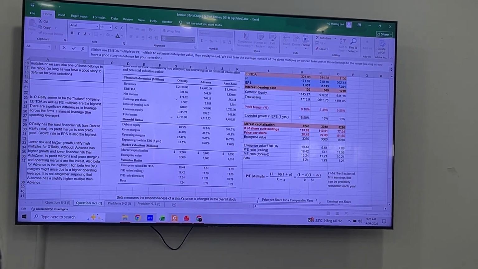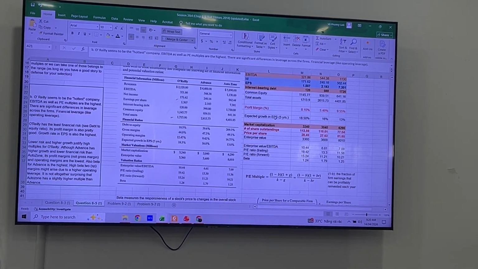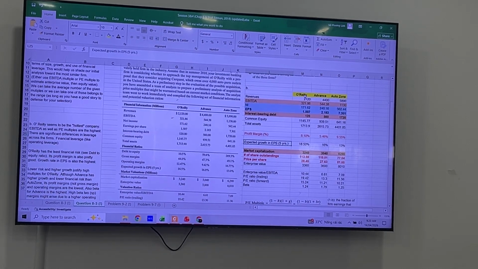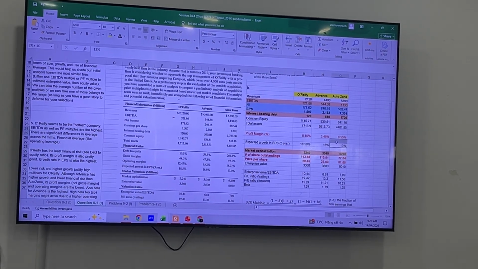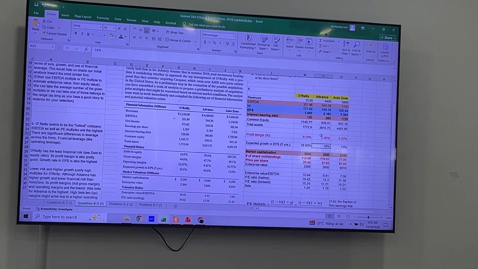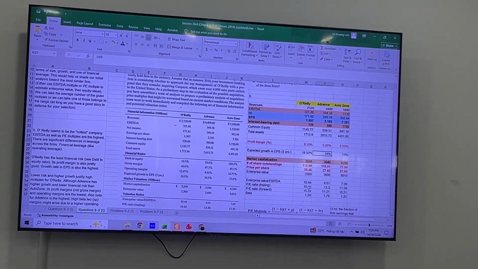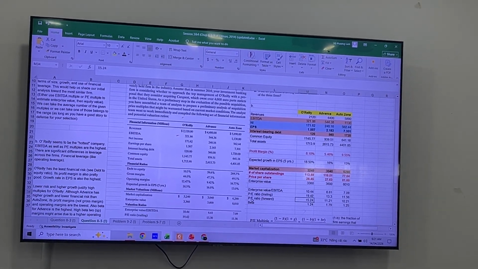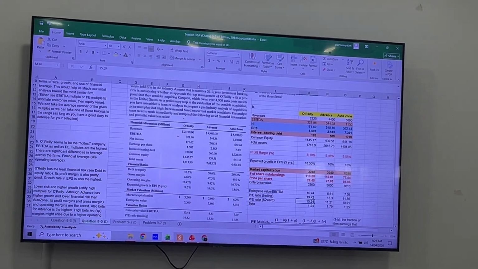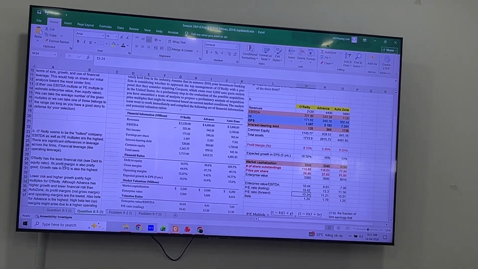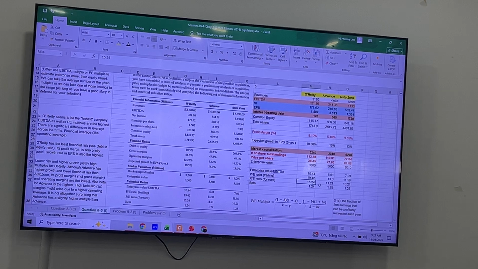Secondly, we look at the growth opportunities. Okay, so the expected growth for O'Reilly is significantly high compared to other companies. That is also a justification why the company is being valued at a very high forward PE ratio compared to the other firms. Okay, and next about the betas.